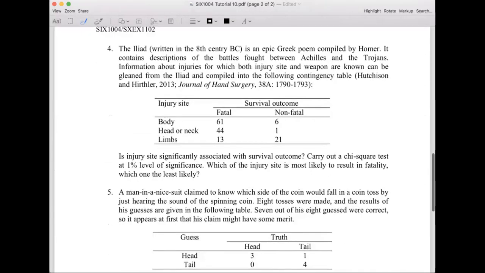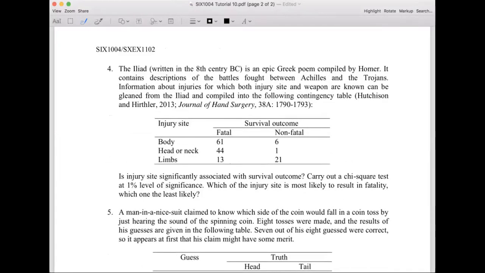Then the last question, question 4, is basically very simple. It basically is just a chi-square. So this is actually real data. It is quite fun because it is real data and it's obtained from some historical event. So maybe you have watched the movie before, right? What was that movie?